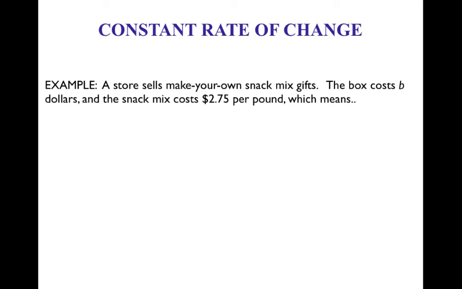Okay, so let's practice. A store sells make your own snack mix gifts. The box costs $B and the snack mix costs $2.75 per pound, which means, tell your neighbor, what does it mean that the snack mix costs $2.75 per pound? Practice, tell your neighbor. Go.